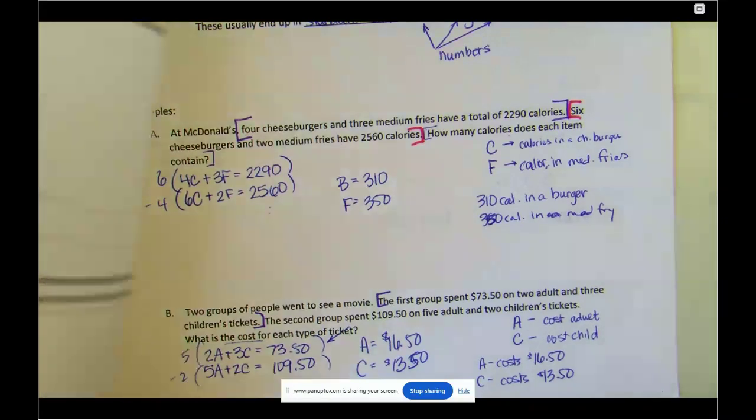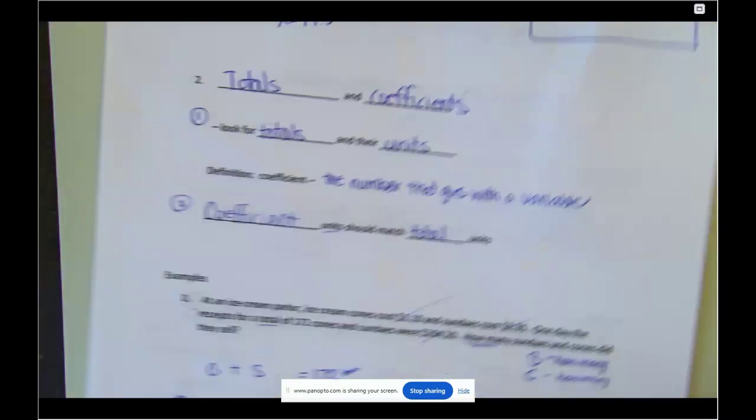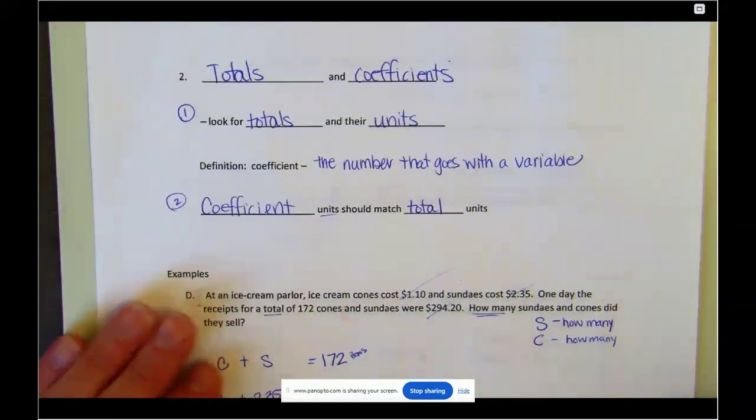Yes, Izzy? I don't have this paper. Okay.